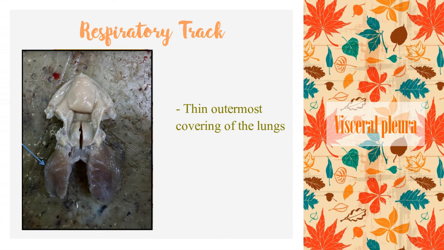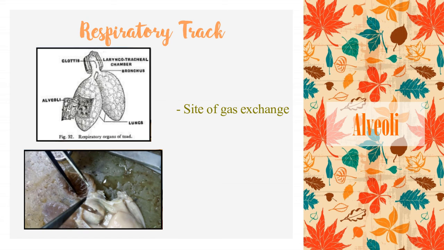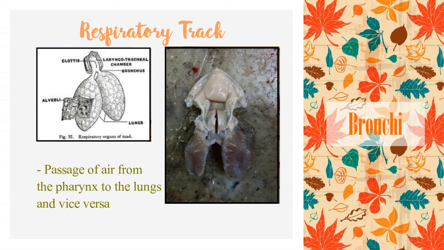The visceral pleura is the thin outermost covering of the lungs, and it is lined with a simple squamous epithelium. The alveoli are small thin-walled chambers located within the lungs, and they are the site of gas exchange. They are richly supplied with blood capillaries, making them the site of gas exchange. The bronchi are a pair of short tubes from the larynx and act as a passage of air from the larynx to the lungs and vice versa.